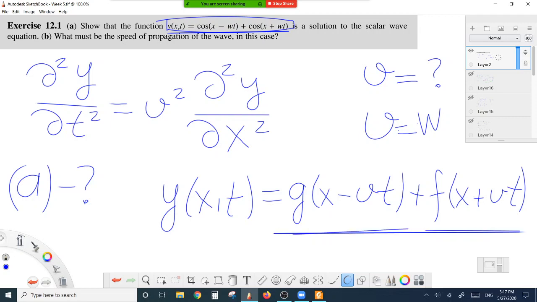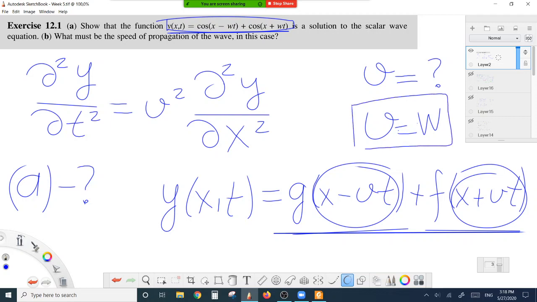It is the sum of two functions. The first function is a function of x minus vt. The second function is a function of x plus vt. That's why we can say that this can be a solution to the scalar wave equation. And in order for this function to be the solution, the speed of propagation should be equal to w. Okay, that's it. Simple.